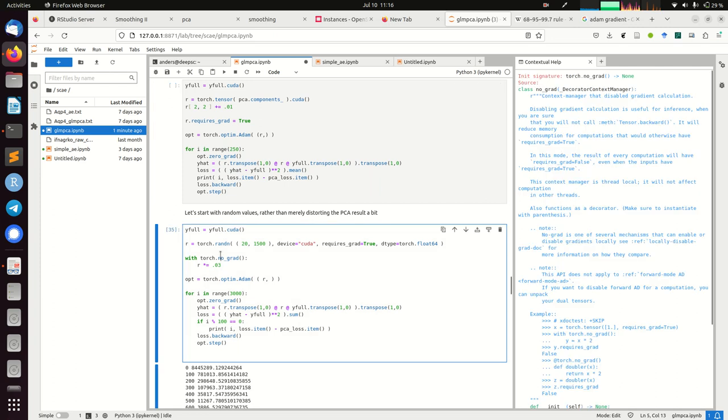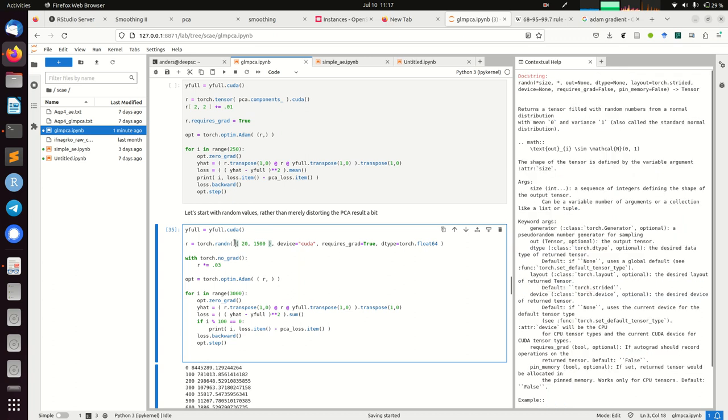Now we don't enforce orthogonality. Yes, exactly, we don't enforce orthogonality in R. Maybe we get a bit of orthogonality, we can actually look at this later. But now I just take this randomness, tell it to make a 20 by 1500 matrix out of standard normal random numbers and run the thing with that.